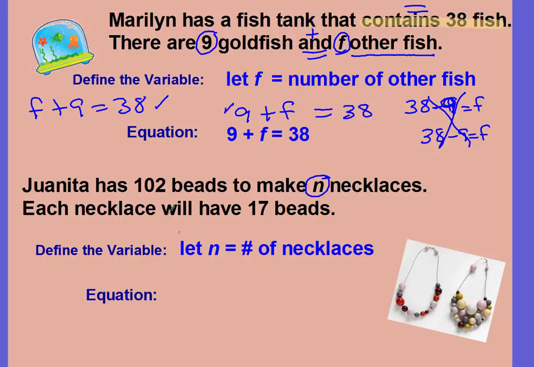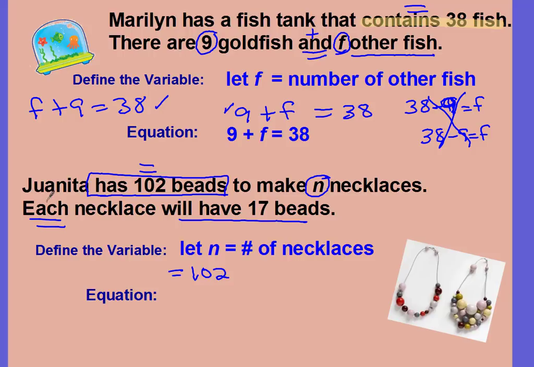So going through, do we have a total or whole amount? We know that she has 102 beads and that each necklace will have 17 beads. This 102 is the total amount. This is our equals amount. So our equation has to be equal to 102. The other information we're given is the number of necklaces N, and we're given that each will have 17 beads.